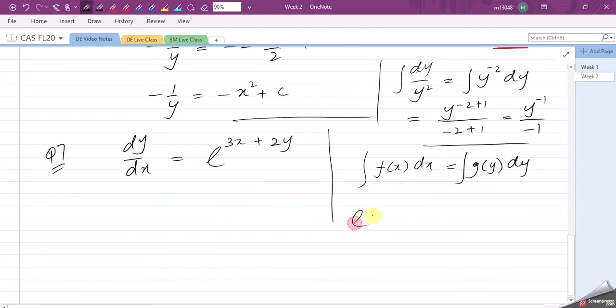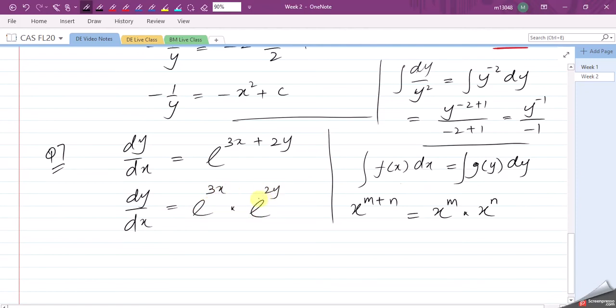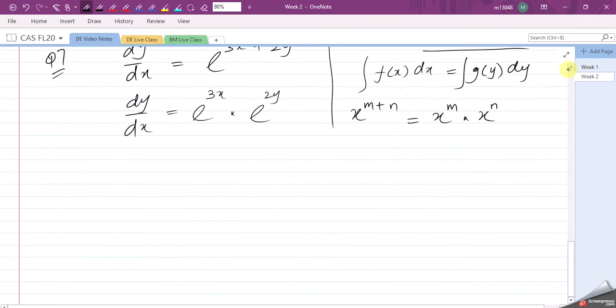The trick we are going to use here is a very simple formula in algebra which we learn in the very early stages of algebra: x power m plus n can be written as x power m multiplied by x power n. If the base is the same, powers are added together. And we are going to reverse this step to separate them out. Once we have this step, e raised power 3x multiplied by e raised power 2y, now they are multiplied. Now they can move easily. And we can move them like this.